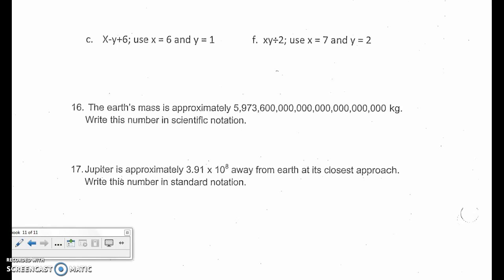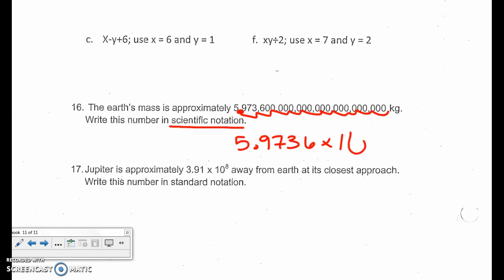And then scientific notation, we count how many zeros we have. We stop right here, so we get 5.9736 times 10 to the positive 24. And then we are going the other way. We're counting 8 spaces. So you should have 6 zeros on there for your answer.